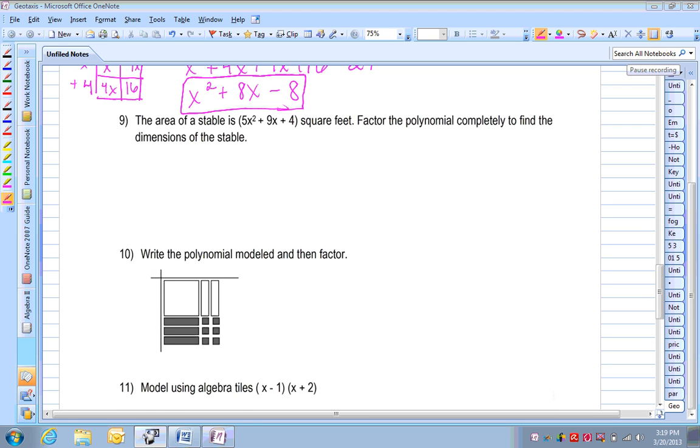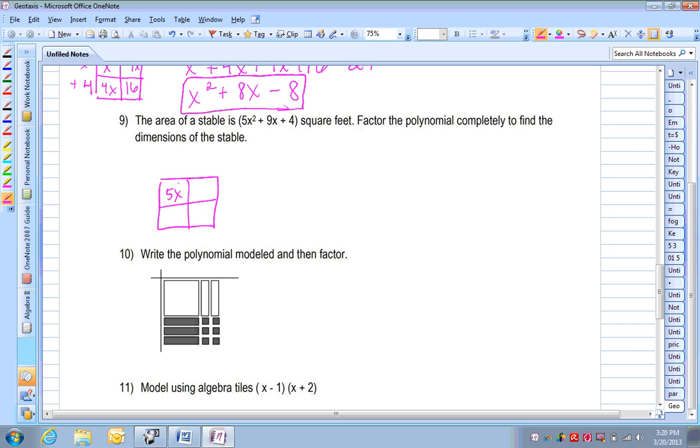Number 9 says the area of a stable is 5x squared plus 9x plus 4 square feet. And they want us to factor the polynomial completely to find the dimensions. Well, remember, we look for GCF first, and 5, 9, and 4 don't contain any GCFs in common. And 4 doesn't have an x, so we can't pull anything out. Then we think about difference of perfect squares, and I don't see a difference of perfect squares here because there are no subtraction signs. And then the last thing we look at is setting up shop, and I can't set up shop because there's a 5 in front. So the last option is reverse box method.